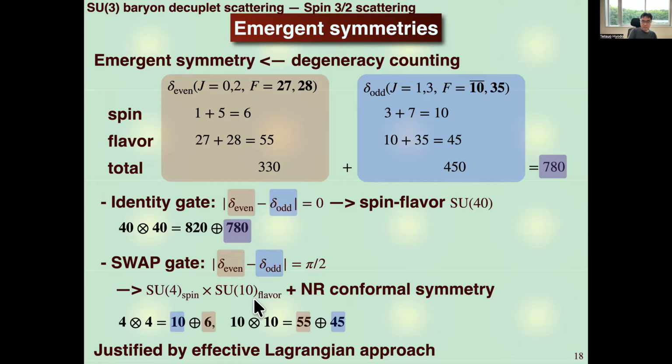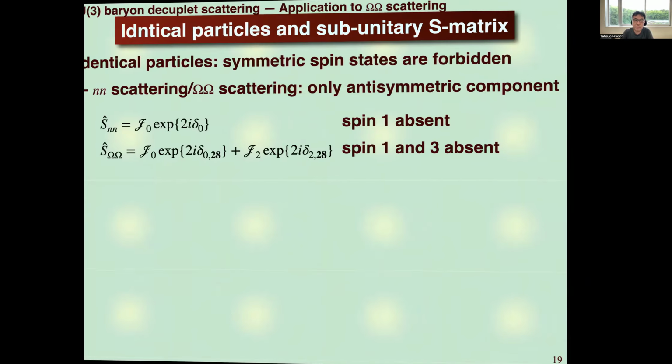You can do the same thing in the SU(10) decomposition. 10 times 10 is 55 plus 45, exactly corresponding to these two numbers. So this is just a sanity confirmation, but you can see that actually the SU(4) cross SU(10) flavor symmetry has sufficient representations that have the spin and flavor symmetry structures appearing in these two cases. And more direct confirmation of this symmetry nature comes from the effective Lagrangian that we have seen before.